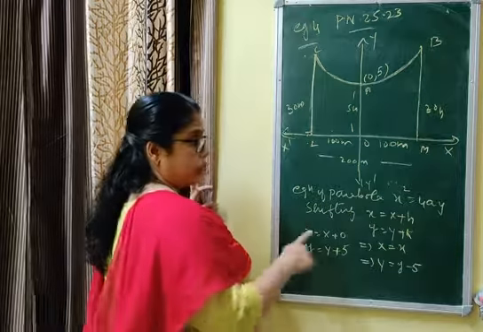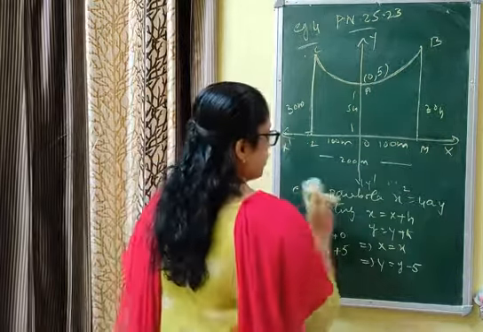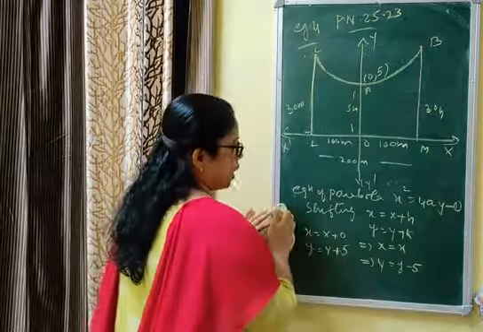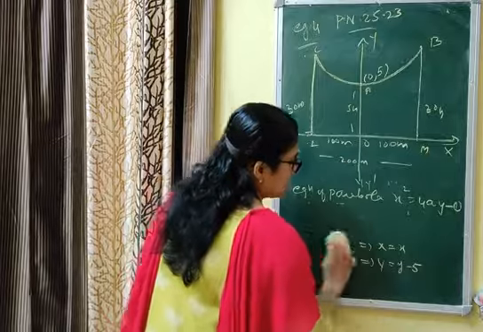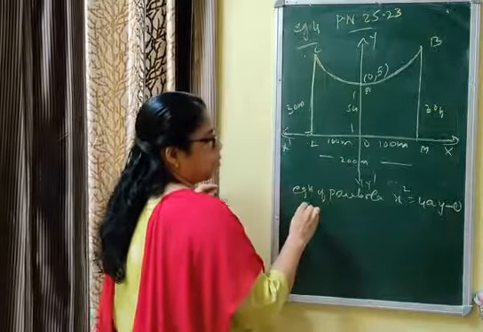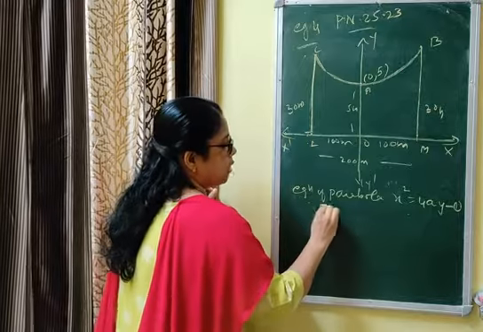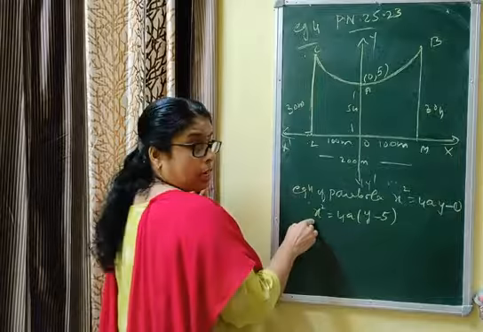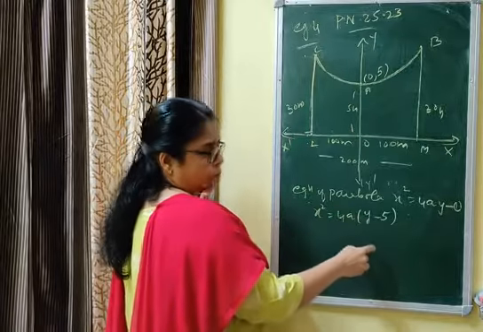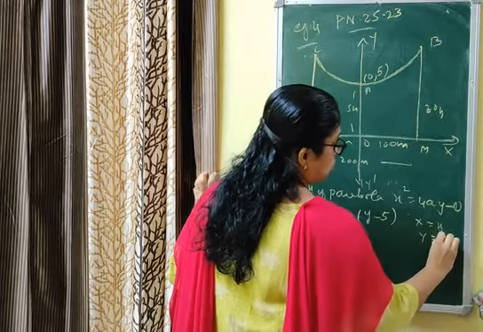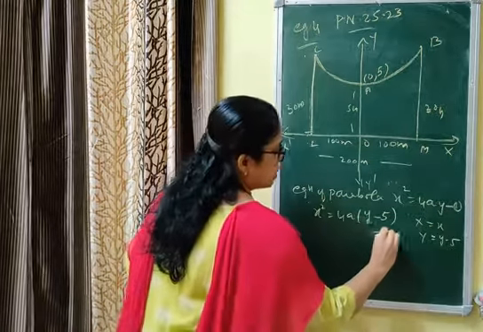You will not find all this there, so be careful. Since it is an upward parabola, the equation of the parabola is x square equal to 4ay. By using the concept of shifting origin, it becomes x square is equal to 4a into (y minus 5), because capital X becomes small x. As I told you, capital X equals small x and capital Y equals small y minus 5. This is equation number 2.